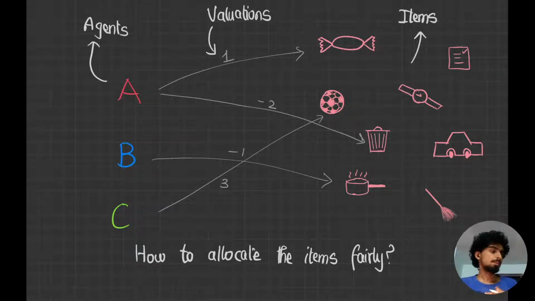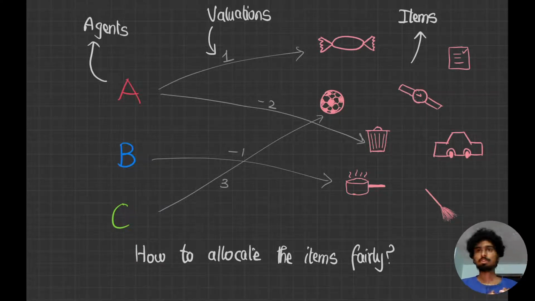Right. And our question is, we want to allocate all the items to the agents, and we don't want to divide the items into smaller pieces. So we assume that the items are indivisible. And the question is how to do this fairly, how to allocate all the items in a fair manner. For this, we need to talk about notions of fairness.